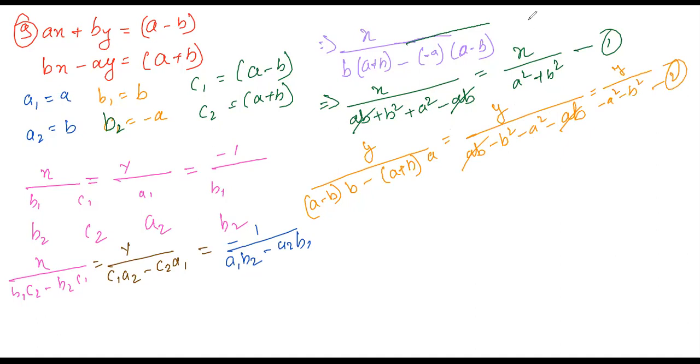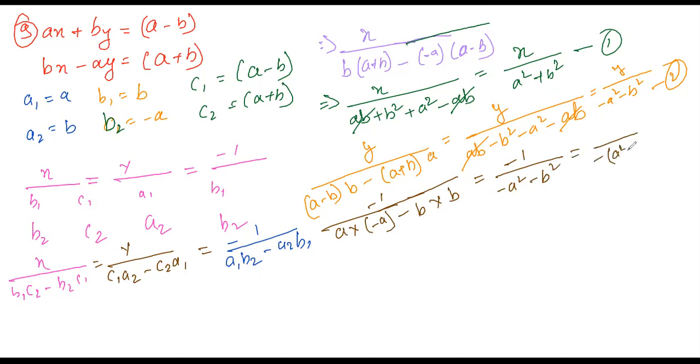Now let's move to the third one. So that is minus 1 by, what will we get over here? a1 is a into b2. What is b2? b2 is minus a, minus a2 is b and b1 is b. So if I solve this one, I'm going to get minus 1 by minus a square minus b square. See, if I take minus as common, it is a square plus b square, and minus 1 is there. So minus and minus will cancel. So make it as equation 3.